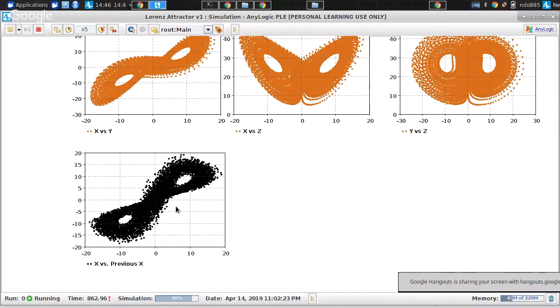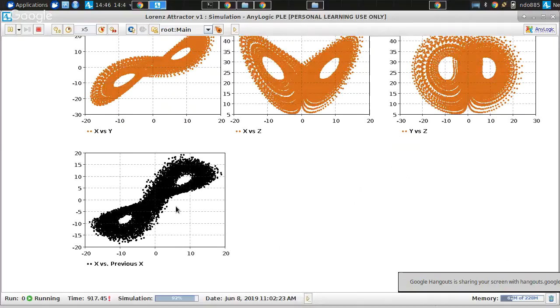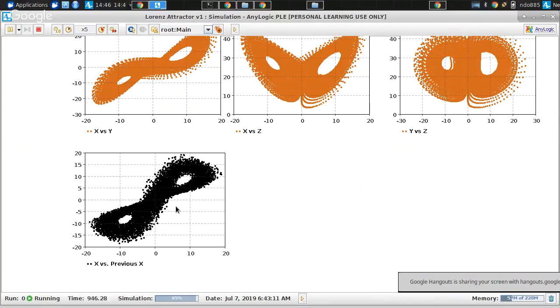Now, if I plot this out, x versus its previous value in a two-dimensional plot, does anyone see something that looks a little bit like it? If I looked at this graph in black, is there another graph that looks kind of like it somewhere else on the screen? Sorry? Yeah, x and y.